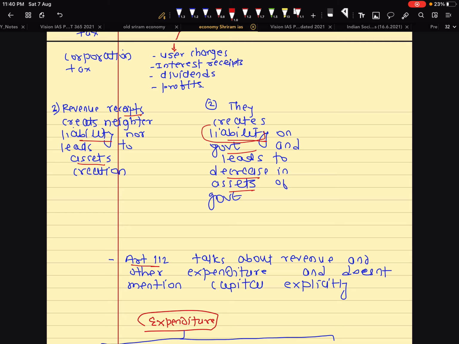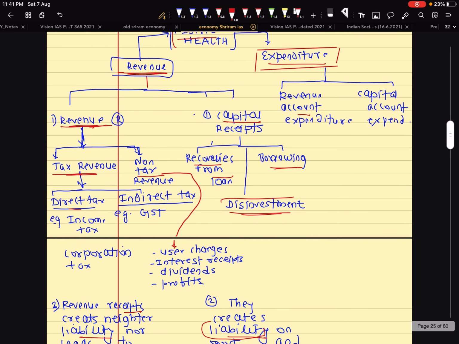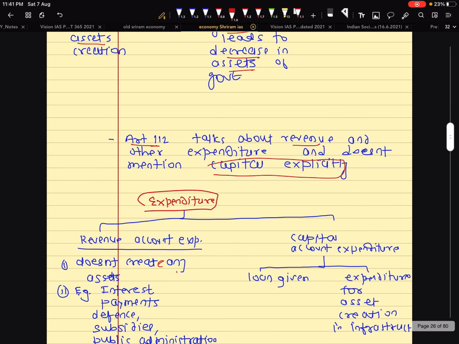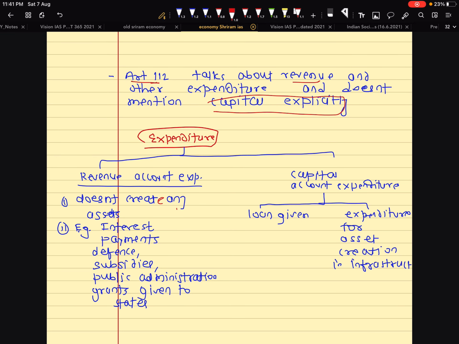Then article 112 talks about managing the revenue and other expenditure, but it doesn't speak about capital expenditure, it is not explicitly mentioned. So the second part is expenditure. Expenditure has two components, revenue account expenditure and capital account expenditure.